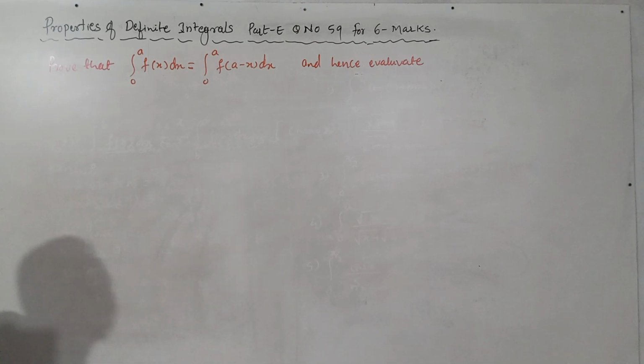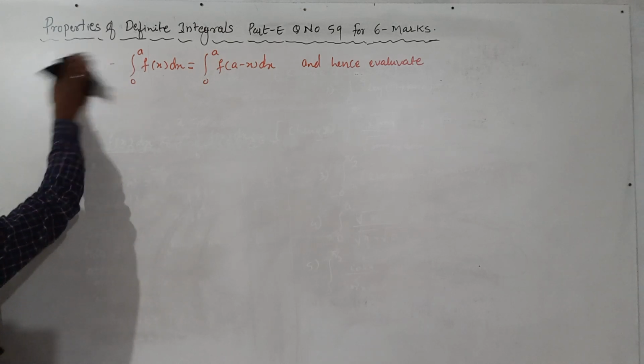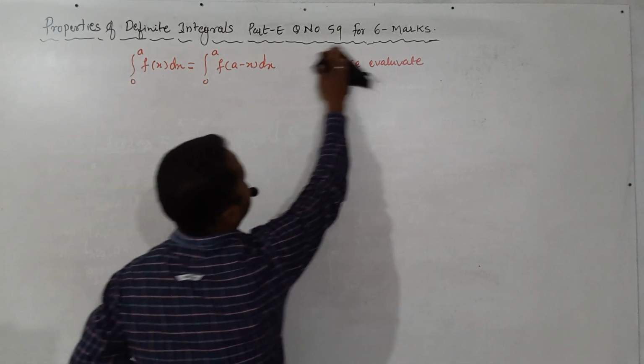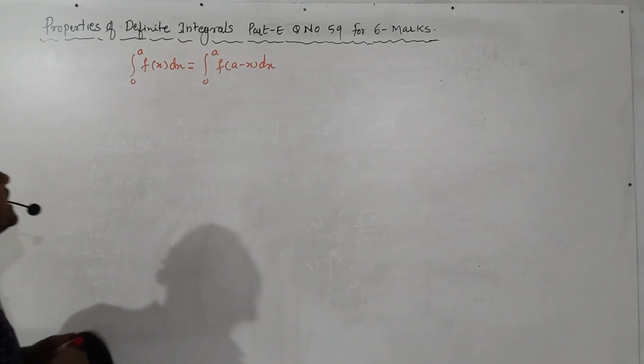To prove this one, write the first step as it is. Solution: integration of 0 to a f of x dx is equal to. Write the solution as it is, that is the first step.